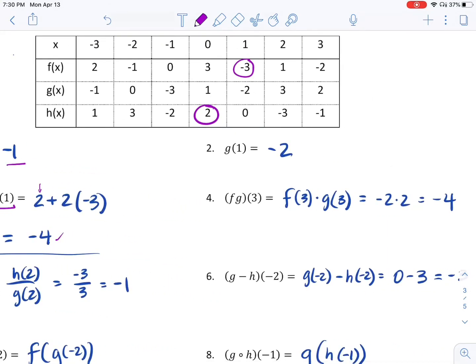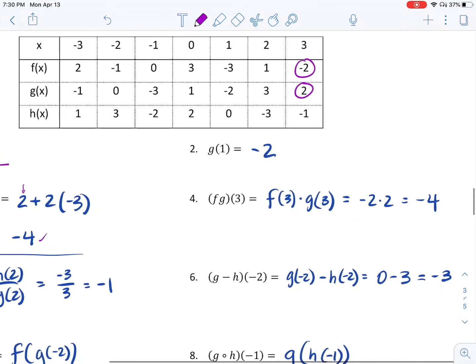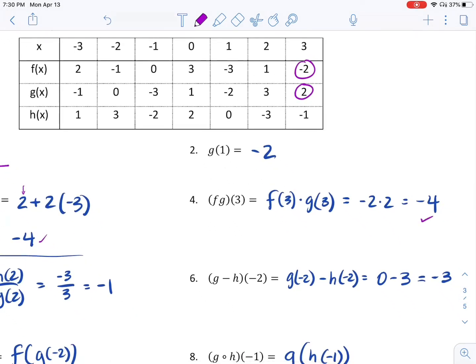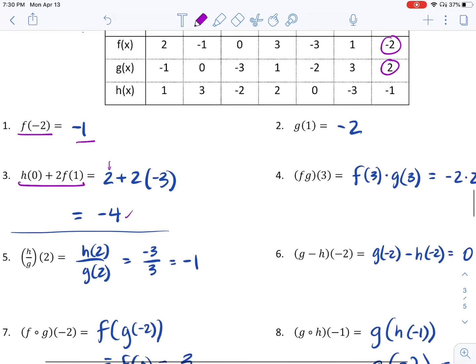f times g of 3 would be defined as f of 3 times g of 3, meaning that I need to find f of 3 and multiply it by g of 3. Well, f of 3 is -2, g of 3 is 2, -2 times 2 is -4, and that's exactly what's shown there. And it's the same idea that we're implementing every time, that I identify any of the pieces that I need from the table and use that to evaluate the function and simplify.